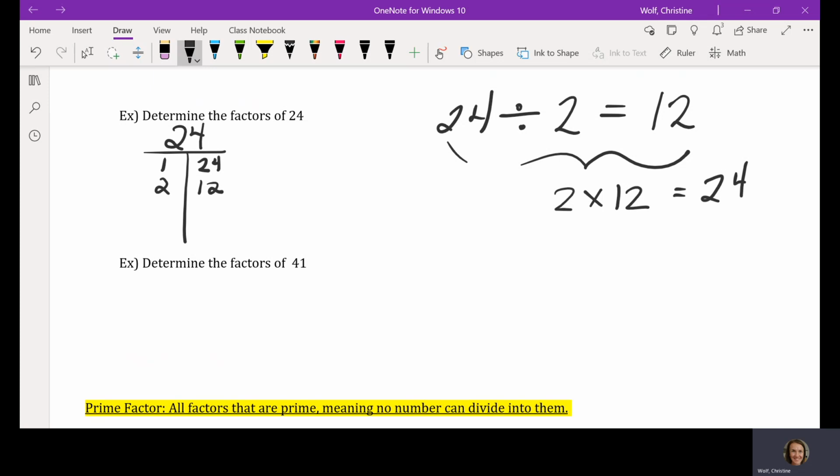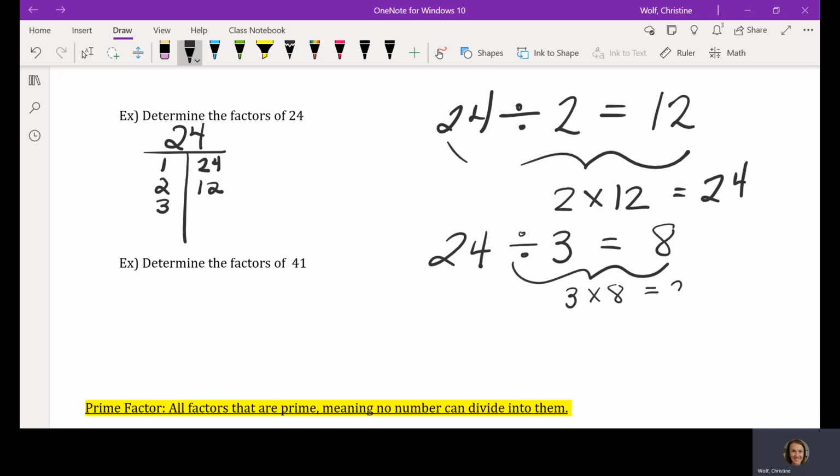Then we keep going down the list. Now we're going to start with 3. Okay, can 3 go into 24? Or is there a number that if I multiply it by 3, I get 24? If you want to confirm, you take your calculator, you go 24 divided by 3, and you'll get 8. You get a nice whole number. So that tells us that 3 times 8 equals 24, and that works out. So we're going to write 8 on the other side.